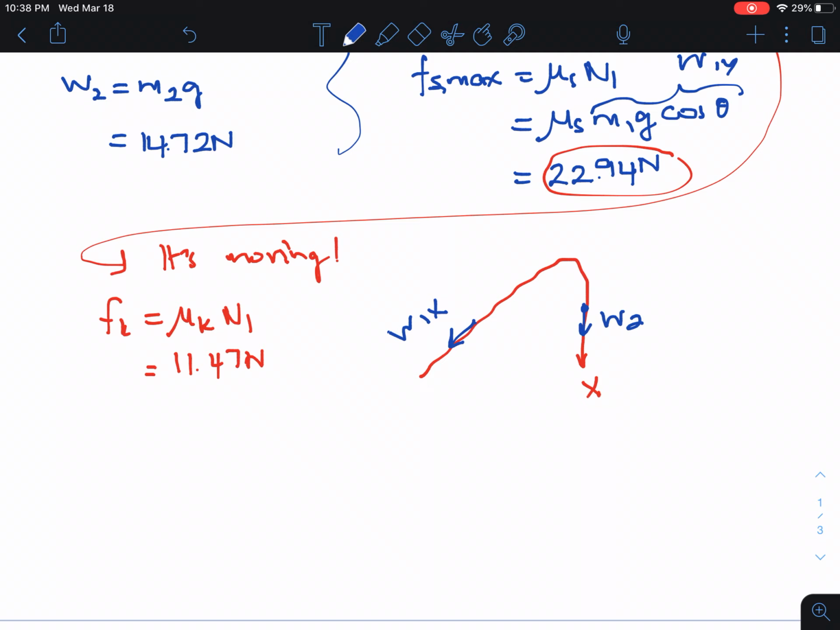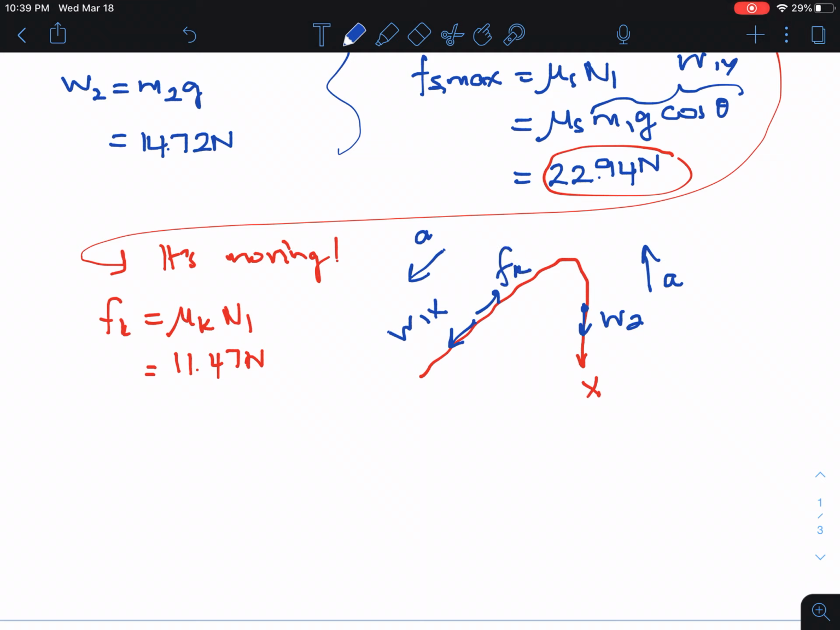We figured out that there is kinetic friction because it's moving. It has to. There's enough force, because W1x is much larger than W2. So if it is moving, it's really moving in the opposite direction of the positive x direction that I chose. So this is the acceleration direction for the objects. Since the intended motion is down the inclined surface, friction is going to be up the incline.